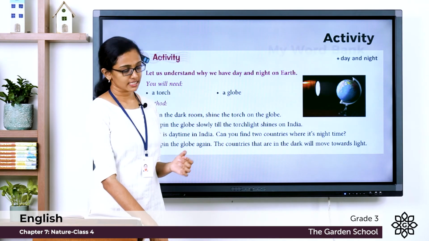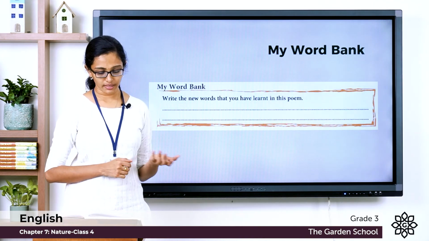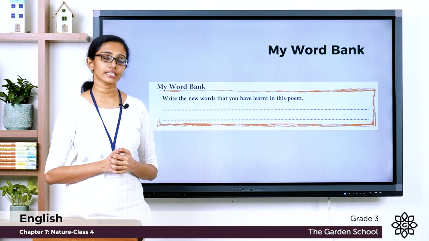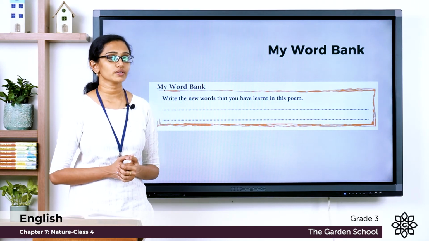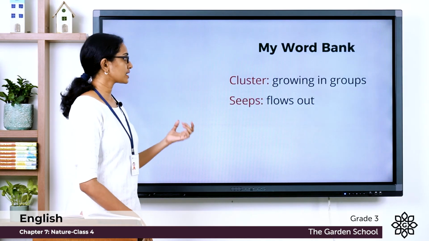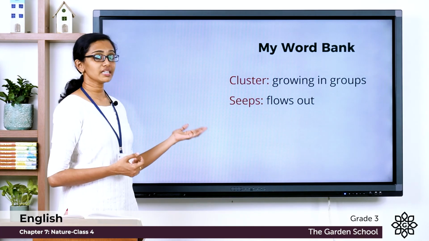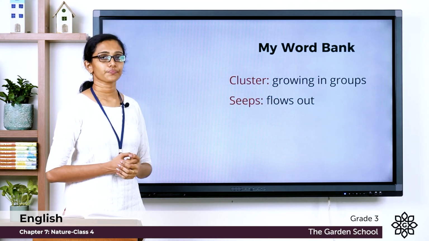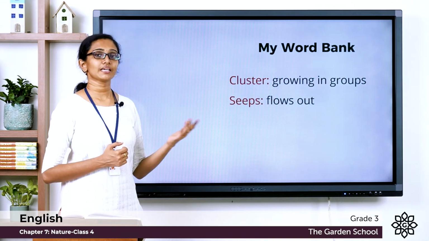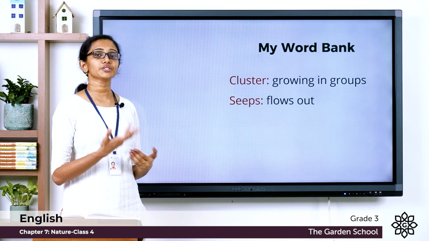The next exercise is My Word Bank, and here you have to write the new words that you have learned in this poem. So which are the new words you learned in this poem? The first word is cluster. To cluster means to grow in groups. So cluster means growing in groups. Sieves. Sieves means flows out. To sieve means to flow out.